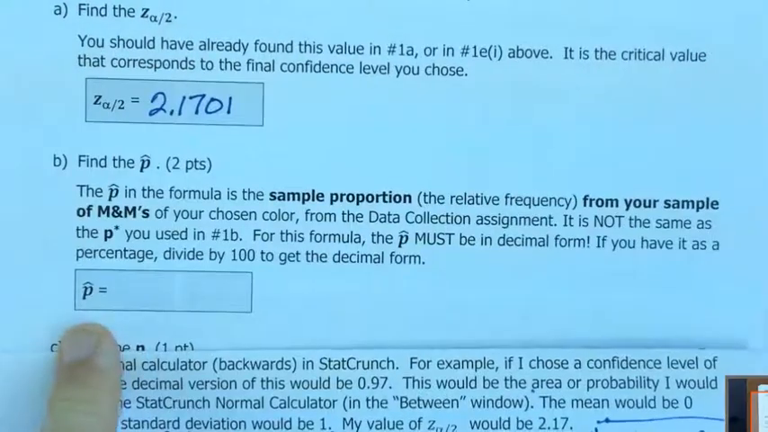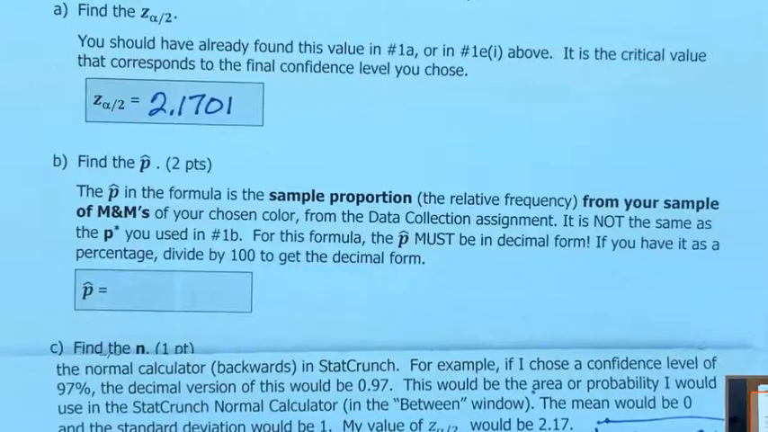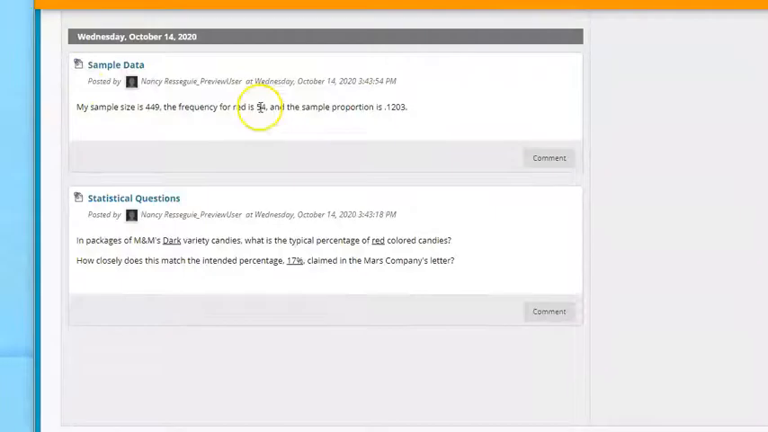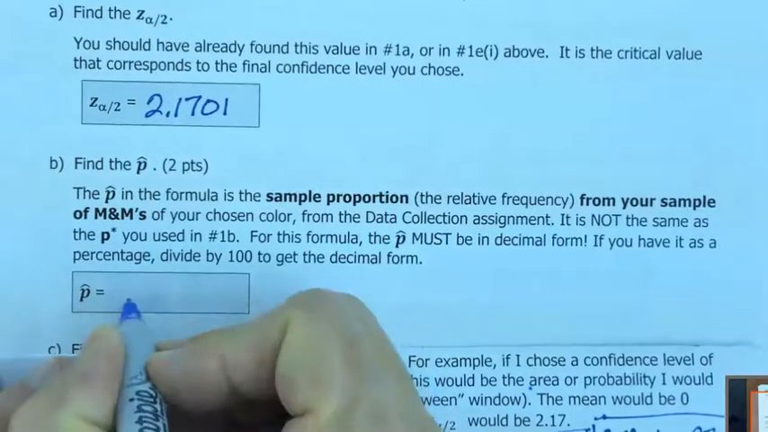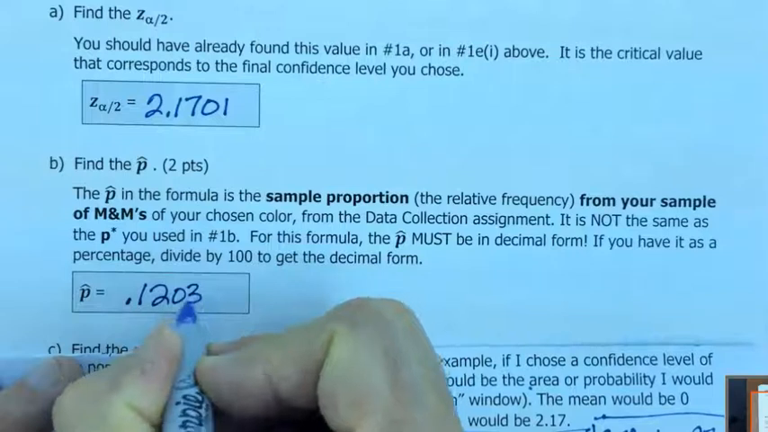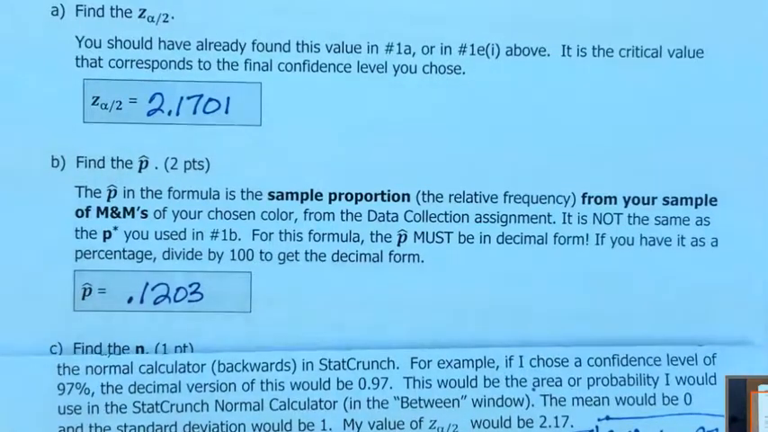This next value is the sample proportion. This is the proportion that you got from your actual sample of M&Ms. It's what you put in your sample data blog post last week. So for me, when I took my frequency for red, which was 54, and divided by 449, my sample proportion came out to be 0.1203. That's the number that's going to go into this box. So this is not the number from the letter, this is the number from your actual sample data.